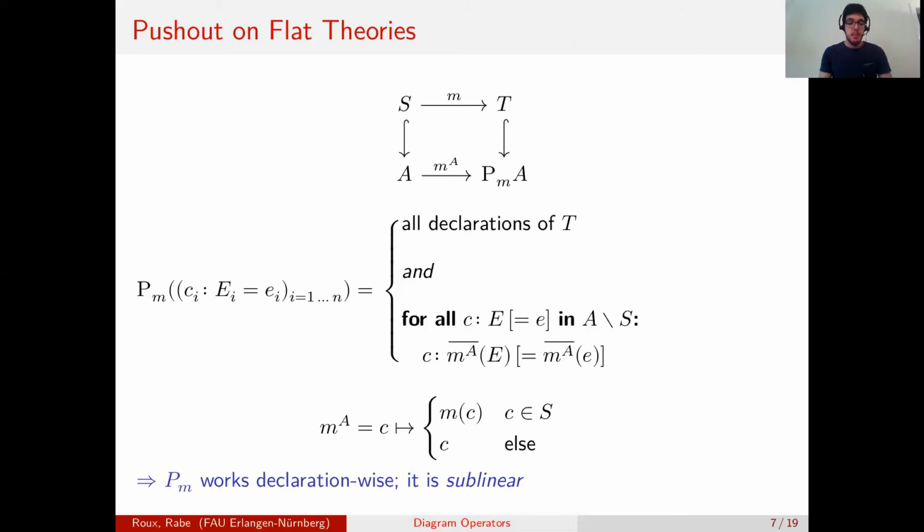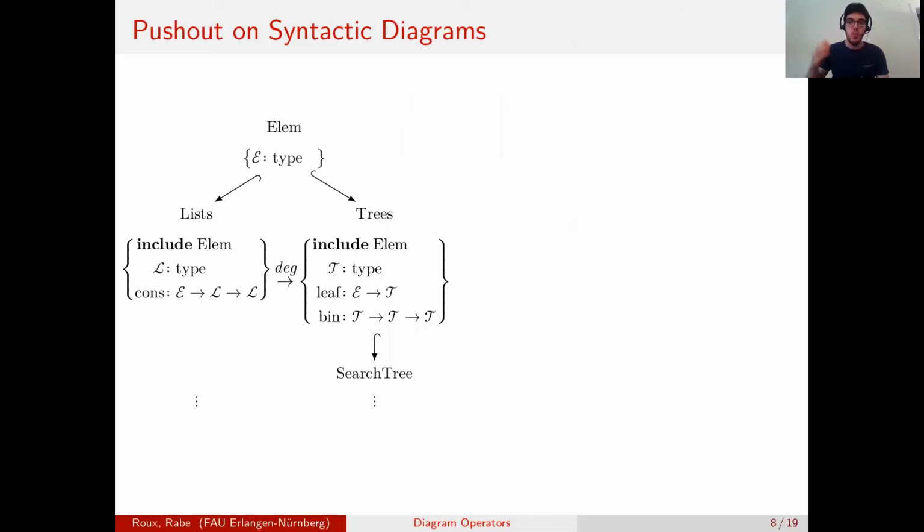Right. But before, let's first consider what this operator is supposed to do on syntactic diagrams. So let's have a look into the future, what we actually want it to do. So now consider this syntactic formalization of an indeterminate element type and the theory of lists and trees over that, and the theory of search trees, whatever it might be.